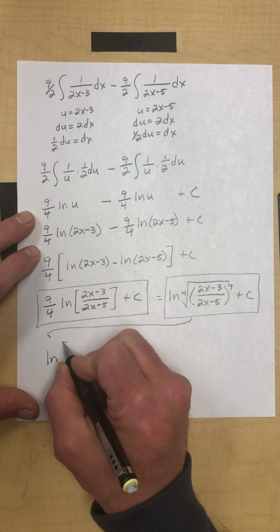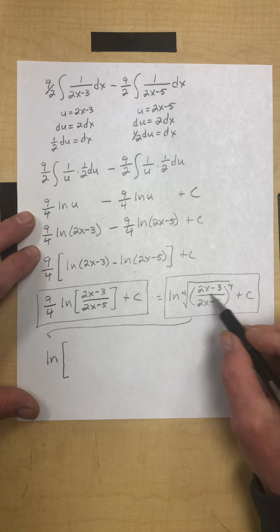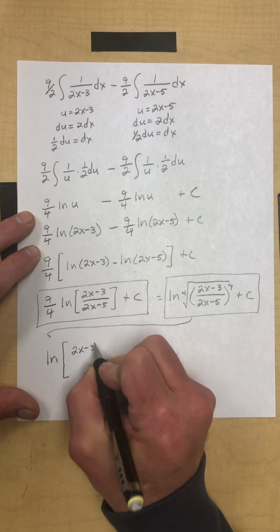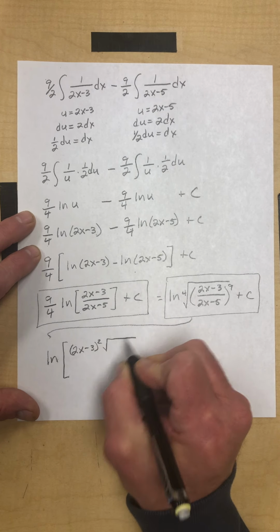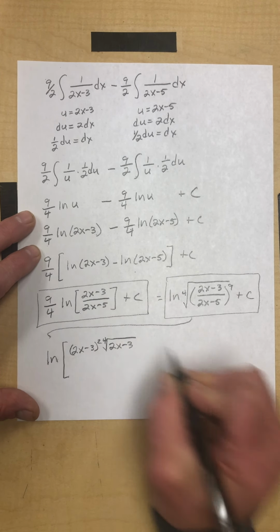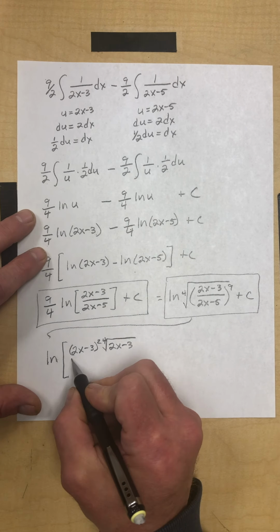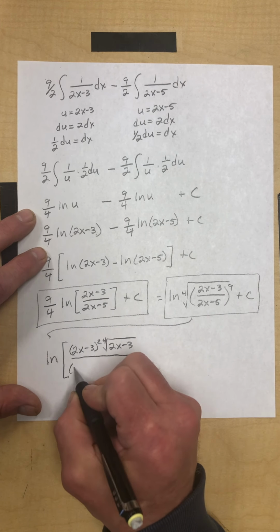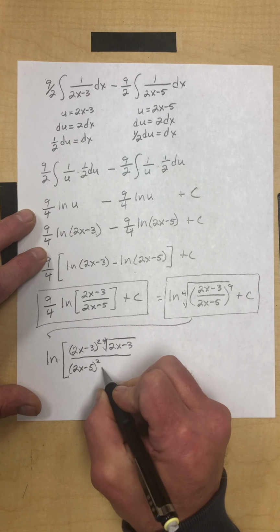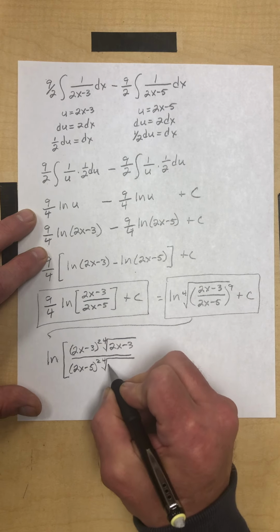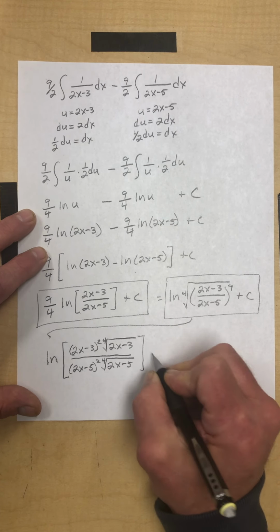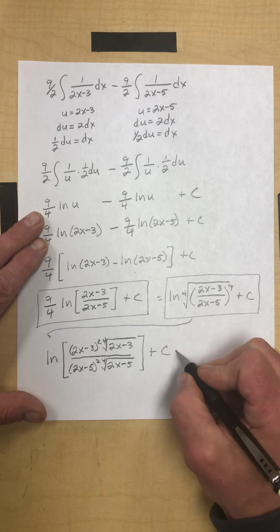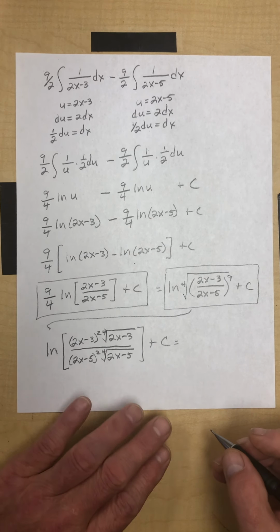Natural log of the 4th root of 2x minus 3 to the 9th. So that would be 2x minus 3 squared times the 4th root of 2x minus 3. Down below, I'm going to get something real similar. That would be the 4th root of 2x minus 5 to the 9th, so that would be 2x minus 5 squared times the 4th root of 2x minus 5, plus c. And notice how it's starting to get a little muddy here. I don't know if this is taking me in a direction I want to go. I'll finish it and then we'll take a look at it.